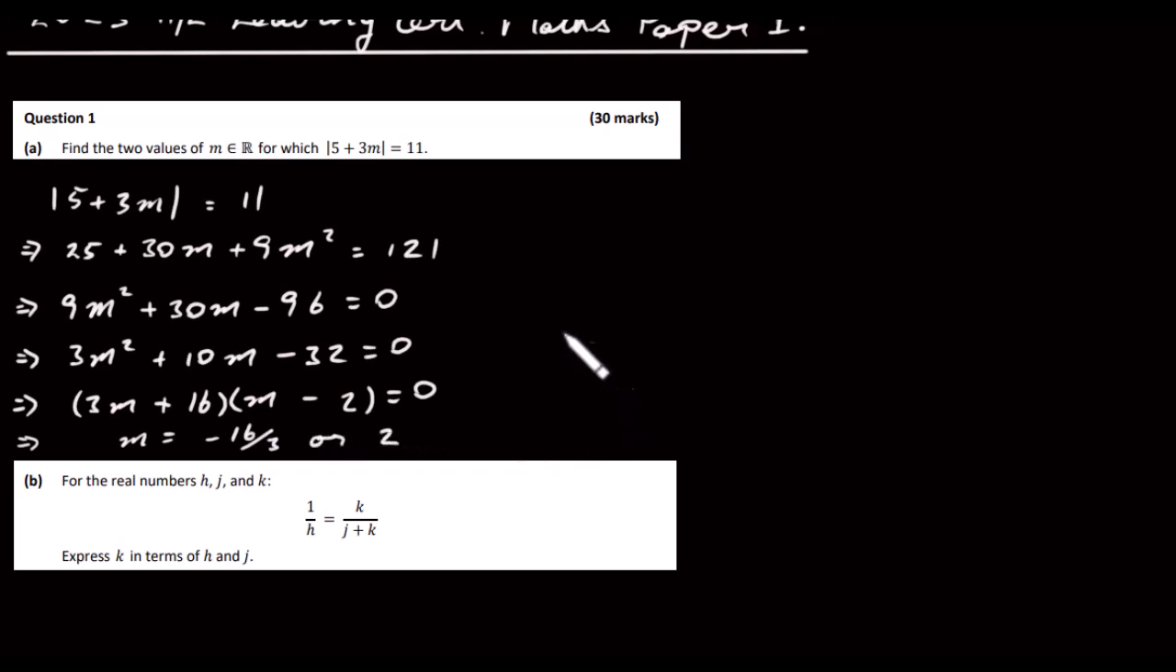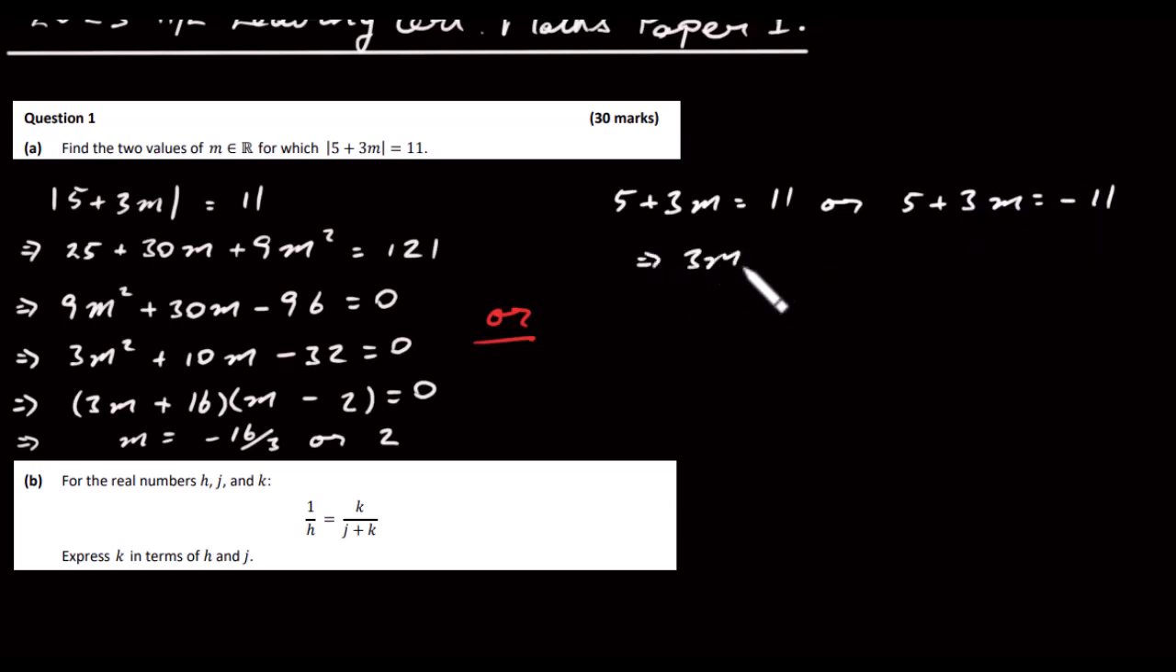Okay, so that's one way of doing it. Let's have a look at probably an easier way of doing it. So I'll just say or. So let's take 5 plus 3m equal to plus 11, or 5 plus 3m equal to minus 11. So that will give me 3m is equal to 11 minus 5, which is 6. That'll give me m is equal to 2. And we got that down here, so that's fine.